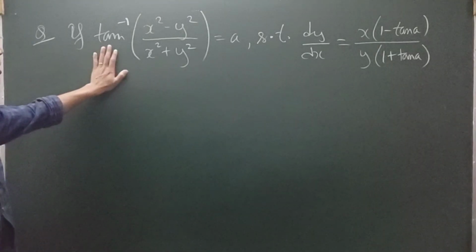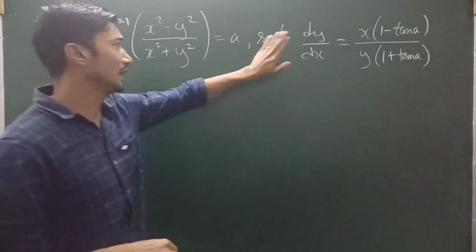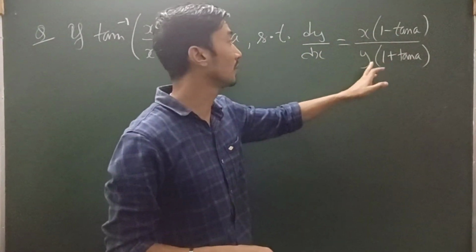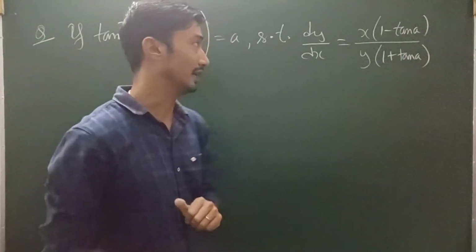So if tan inverse of x square minus y square divided by x square plus y square equals a, show that dy by dx is equal to x into 1 minus tan a divided by y into 1 plus tan a.